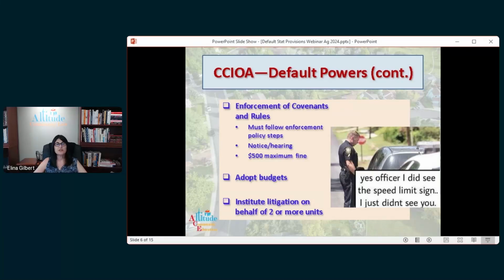All right. Institute litigation on behalf of 2 or more units. Again, this is something that CCIOA authorizes associations to do unless you have something different in your governing documents. The association does have that right. We see it most often when there's construction defect claims and it impacts a whole bunch of units in the association. We see associations utilizing that. Of course, with construction defects, there are additional hoops that associations have to jump through, but this provision basically allows the association to initiate legal action as long as it's on behalf of 2 or more units in the association.